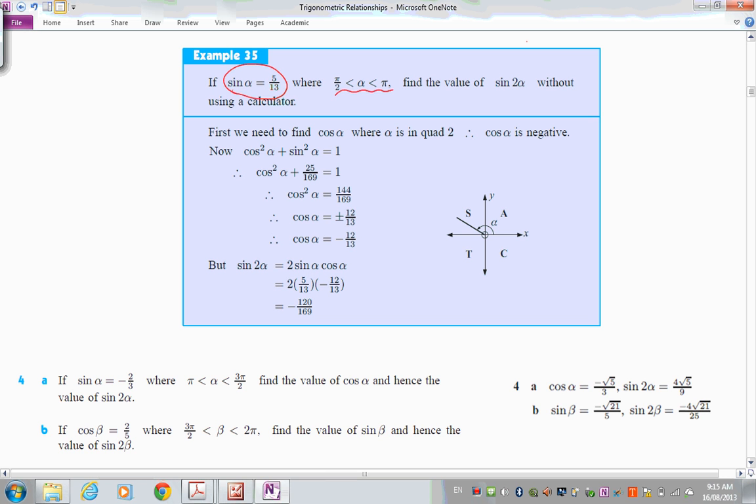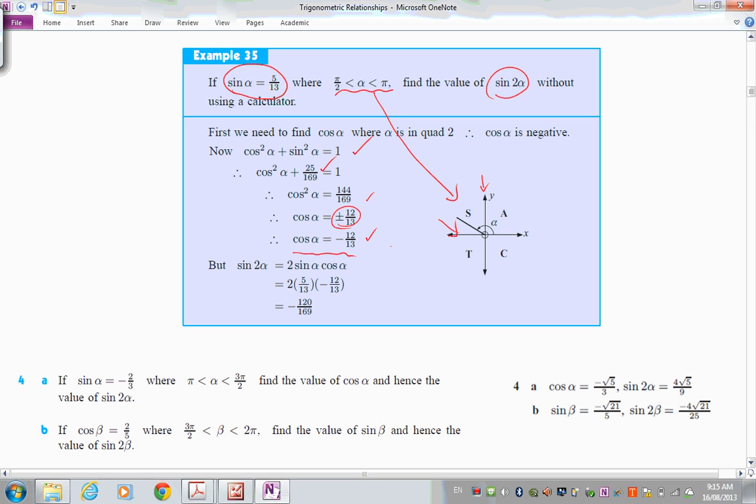That's in the second quadrant, pi on 2 to pi, somewhere in there. And we want to find the value of sine 2 alpha. So first of all, we could use cos squared plus sine squared is 1, and put in the sine value. Then cos squared is that, taking the root of it, don't forget plus or minus. But because we have been given that it's in the second quadrant, cos must be negative.